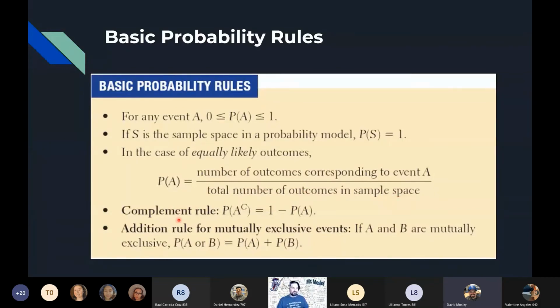We have the complement rule. The probability of the complement of A is equal to 1 minus the probability of A. And the addition rule for mutually exclusive events: if A and B are mutually exclusive, the probability of A or B equals the probability of A plus the probability of B. I want to stress the word or.